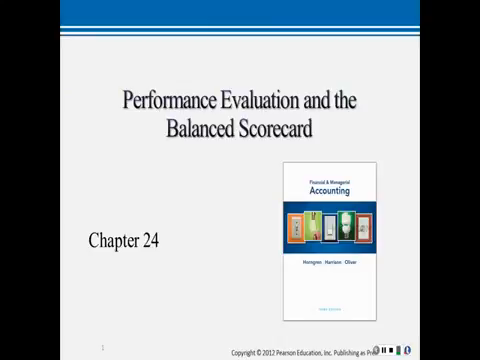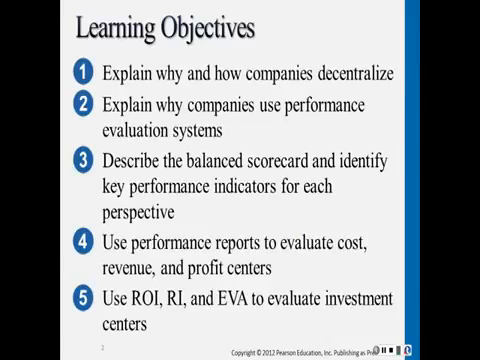Chapter 24 explains performance evaluation and the balanced scorecard. The learning objectives include to explain why and how companies decentralize, explain why companies use performance evaluation systems, describe the balanced scorecard and identify key performance indicators for each perspective, use performance reports to evaluate cost, revenue, and profit centers, and use ROI, RI, and EVA to evaluate investment centers.